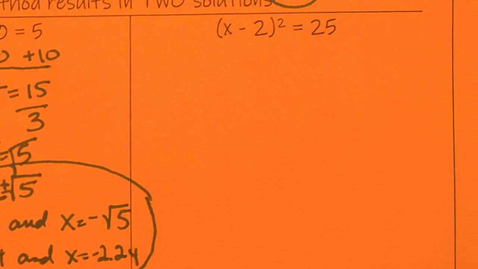This x minus 2 squared equals 25. And again, I'm going to write my backwards PEMDAS because I like to be right. Y'all know that's one of my favorite things.